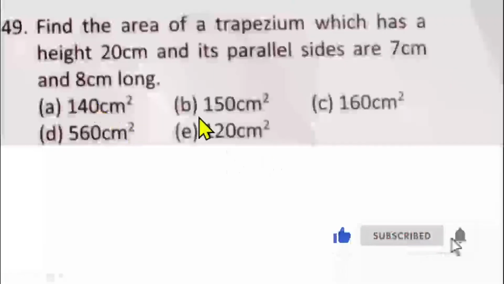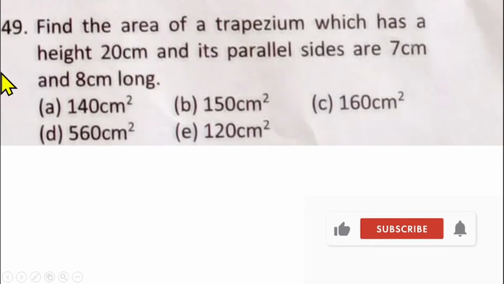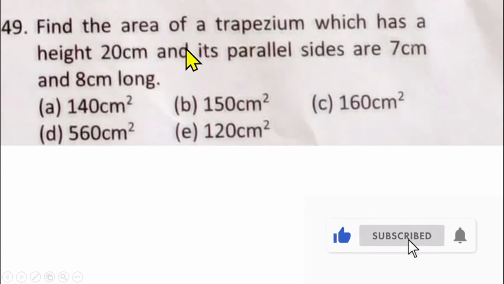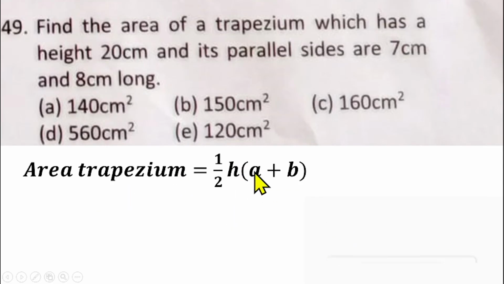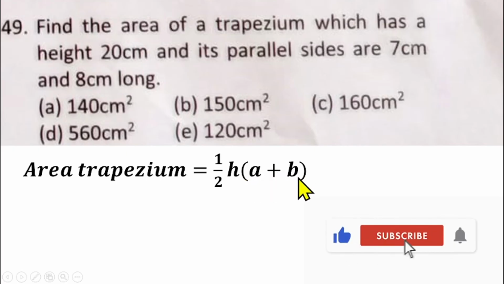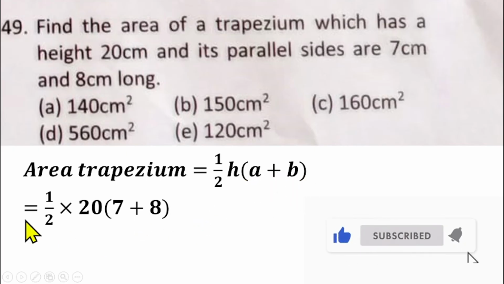Question number 49, that's from the mensuration of plane shapes. Find the area of the trapezium which has a height of 20 and its parallel sides are 7 and 8 centimeters long. So the area of a trapezium is half multiplied by the height, multiplied by the addition of the two parallel sides. So the height is 20, multiplied by the addition of the two parallel sides, which is 7 plus 8. If you simplify, 2 goes into 20, that will be 10.